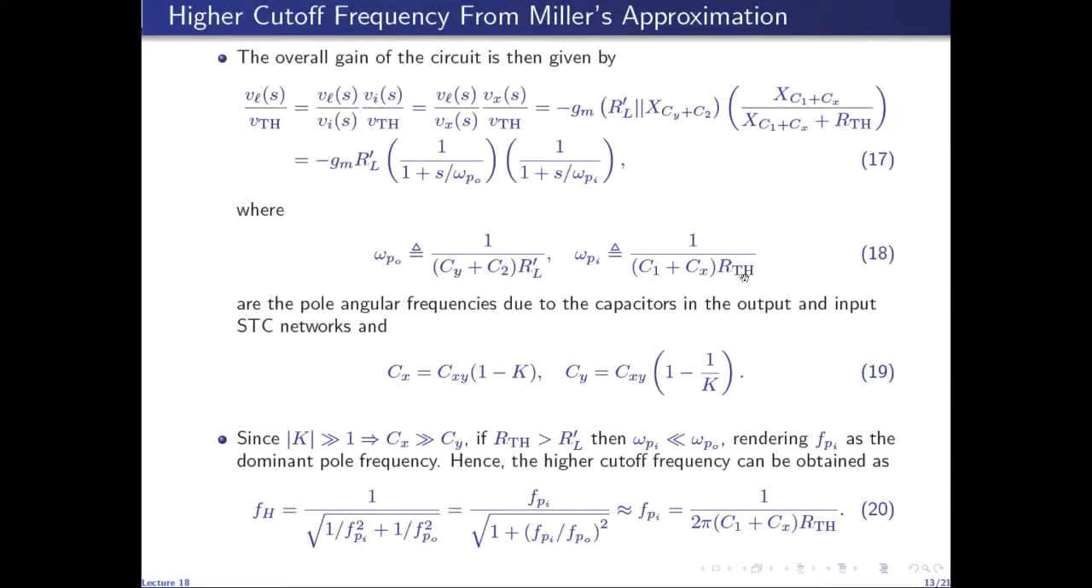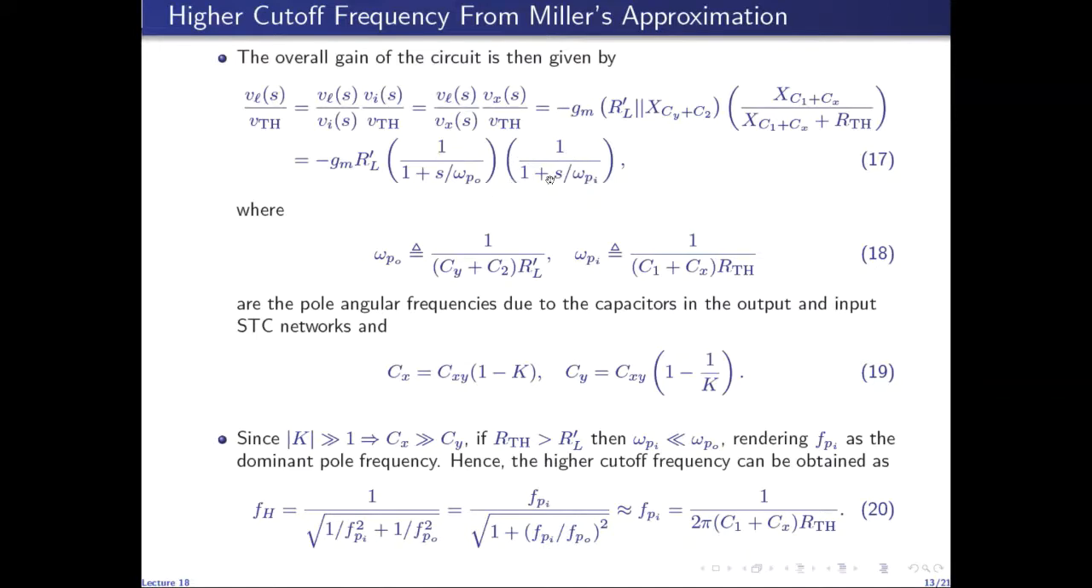Also, if R Thevenin is much greater than RL prime, then this product will be much greater than this product, which would mean that omega P1 will be much smaller than omega P0. So omega P1, or in other words, fP1, will be rendered as the dominant pole frequency. So if this is the case, then the higher cutoff frequency can be approximated by the dominant pole frequency.